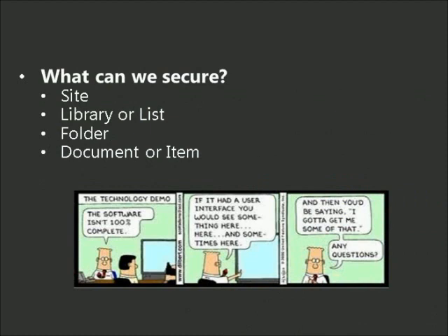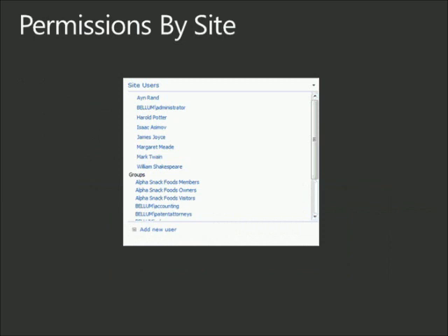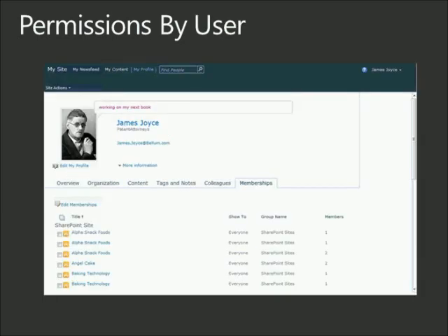So what can you secure with permissions? Within SharePoint, there's the site, the library or list, the folder level, and even down to the document or item level. So you have a lot of control, a lot of capability. Here are some screenshots of the permissions by site. Going in as an administrator, you can look at a site and see, on the bottom right side, the site users and all the groups that have access to that site. I can drill into any one of these users and see their profile, go over to the Memberships tab, and see where this person has access and the groups, and get a little bit more information.